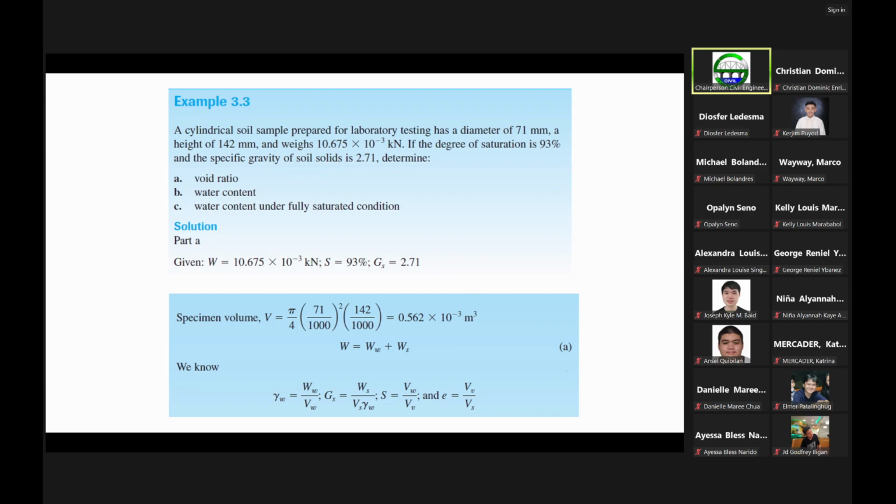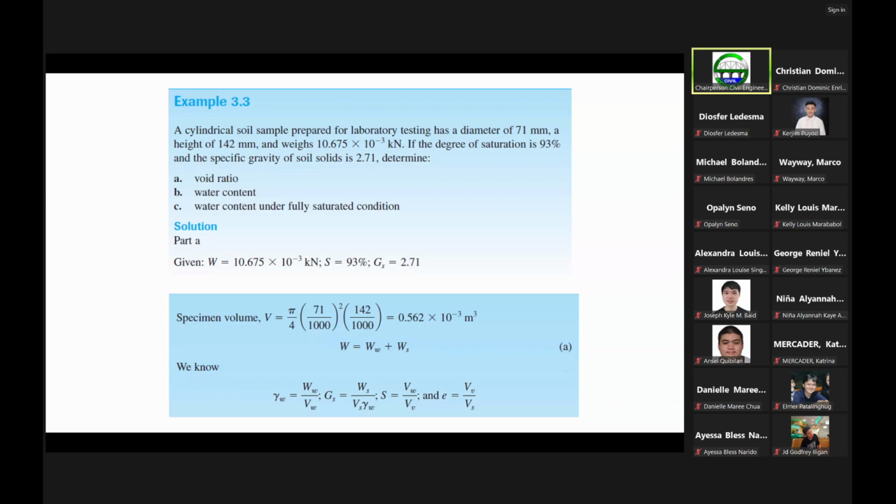If the degree of saturation is 93%, and the specific gravity of soil solids is 2.71, this is also realistic. Normally we get about 2.65 to 2.71 for the specific gravity of the soil solids, depending on the type of soil. And then here he mentioned that the degree of saturation is 93%.